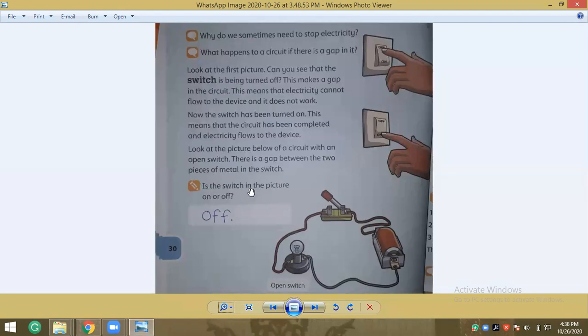Is the switch in the picture on or off? This is off because we switch it off to break the circuit. Switch is called circuit breaker. When we switch it off, there is a gap like this, so it will be off. Understand? Right here, off.